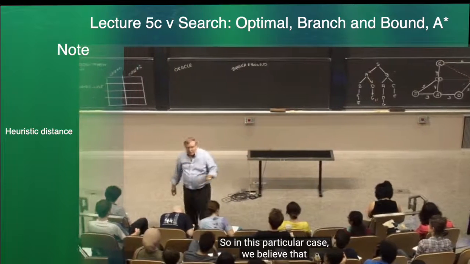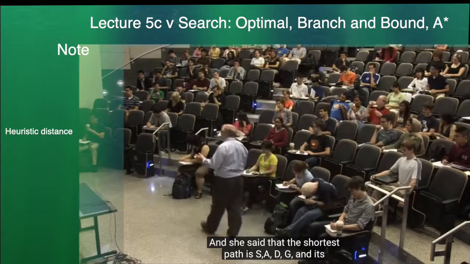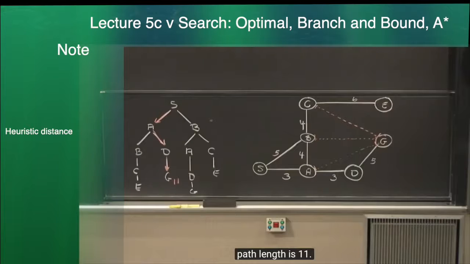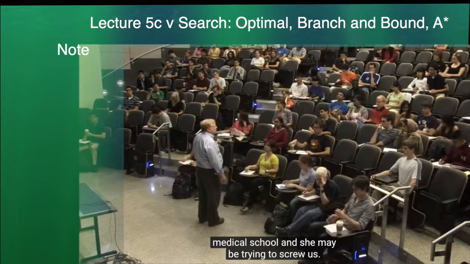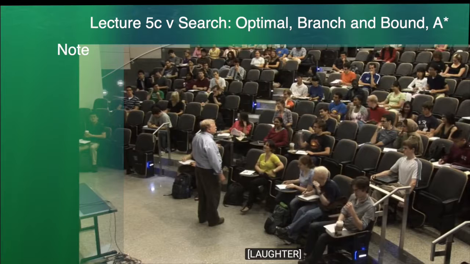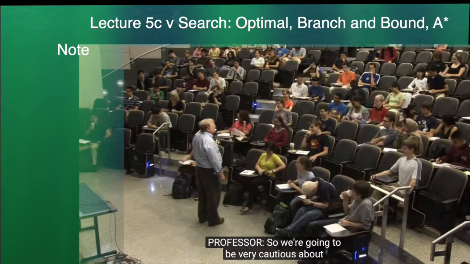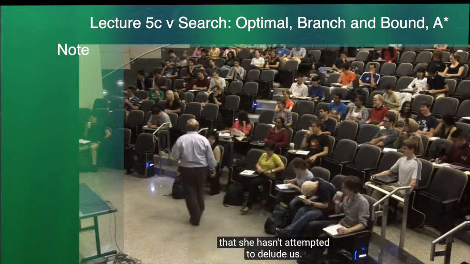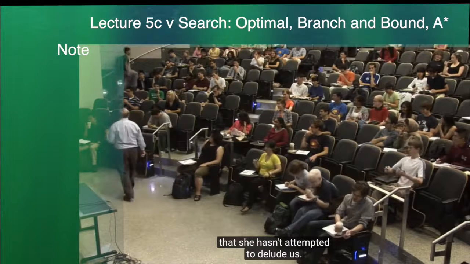So in this particular case, we believe that Juana knows the answer, and she said that the shortest path is SADG, and its path length is 11, but we don't trust her because we're applying to the same medical school, and she may be trying to screw us. Okay? So we want to be very cautious about accepting her answer until we've checked it to make sure that she hasn't attempted to delude us.